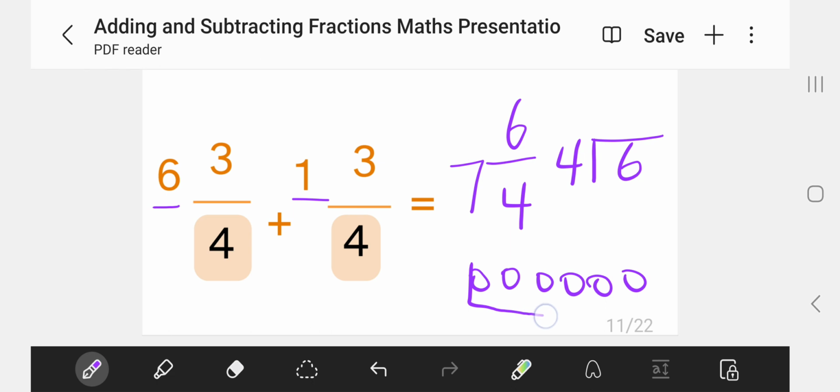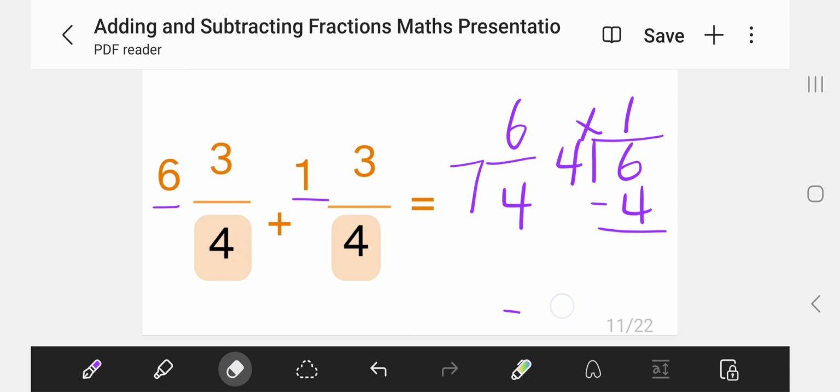We can get 1 group. So we're going to put 1 at the top there, at the top of the house, and then we multiply. 1 multiplied by 4 gives us 4, and we subtract, we get a remainder of 2.